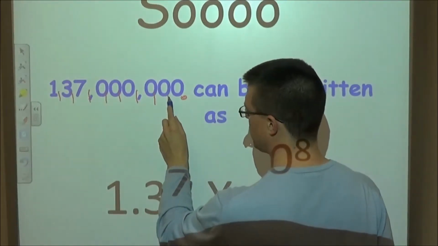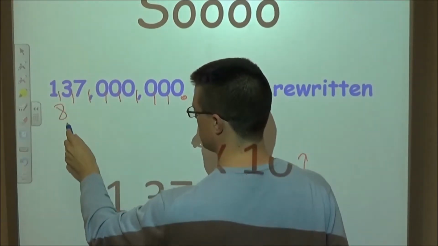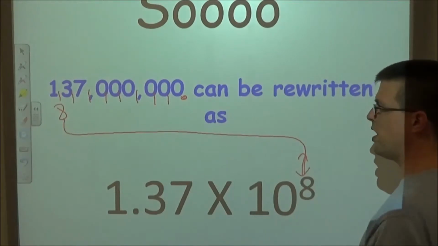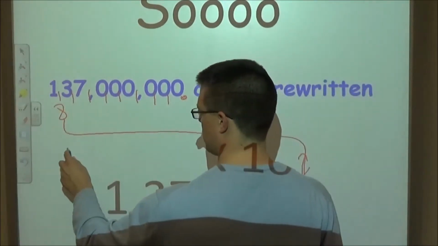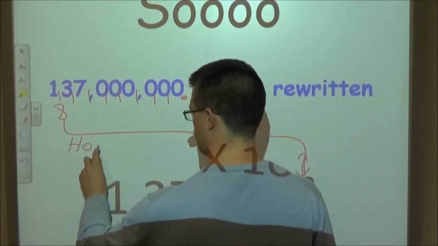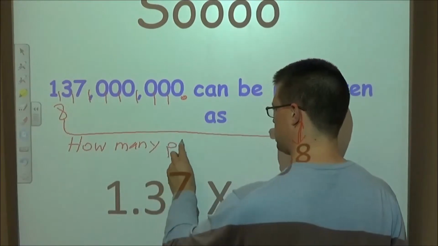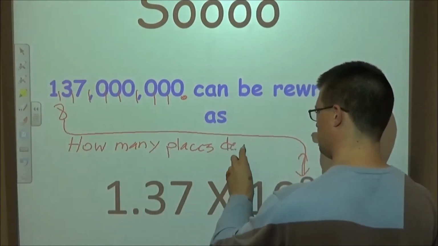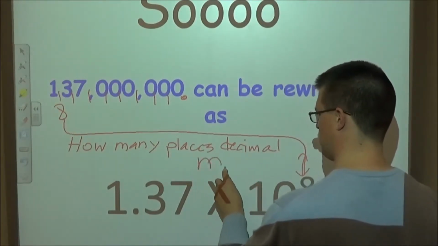So we start here with 1, 2, 3, 4, 5, 6, 7, 8. And that is where our exponent comes from. It is the place. It is how many places the decimal moved.